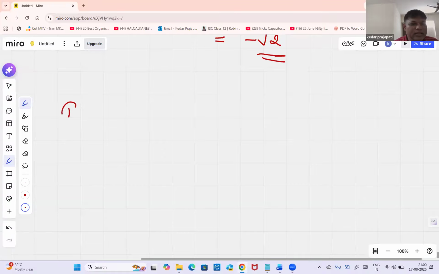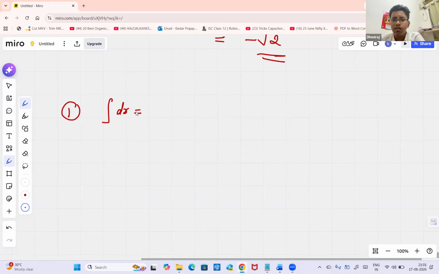Before that, today I gave some question to my students. Okay. This is for integration. What is the integral of dx? If you know. 1. So it will be 1 into dx. How will it be 1? Integral and dx. 1 is common. Okay.